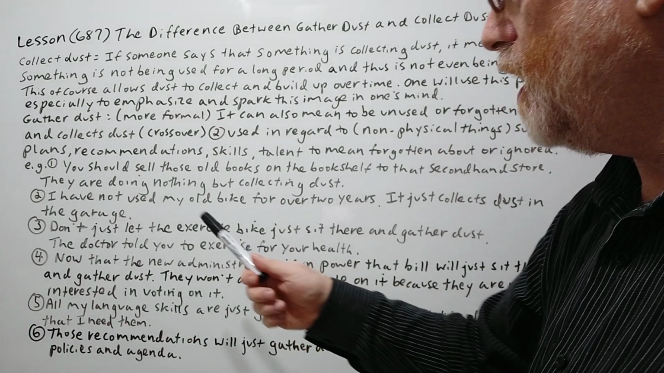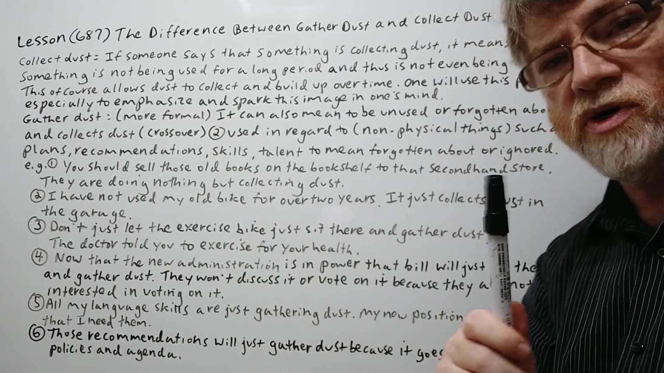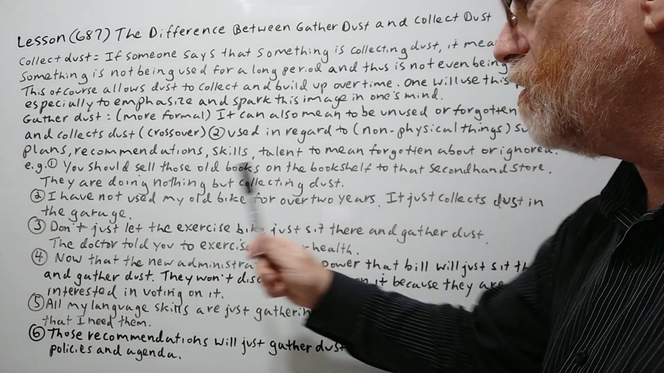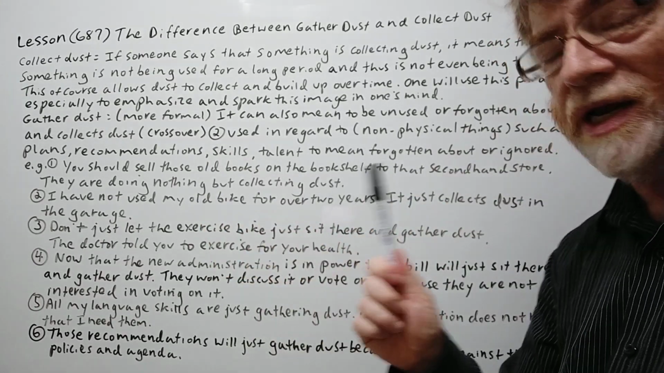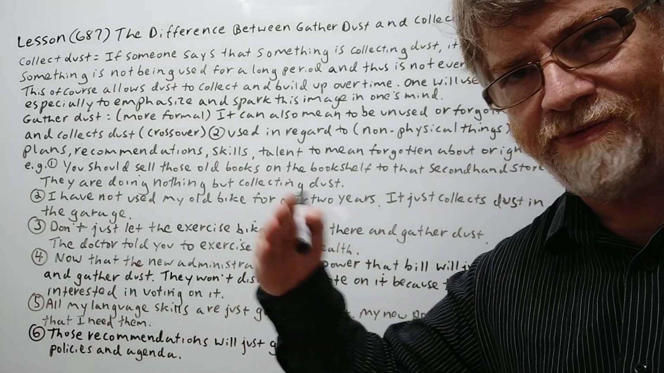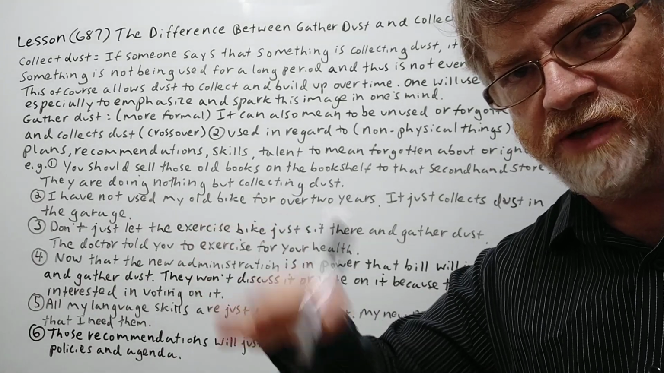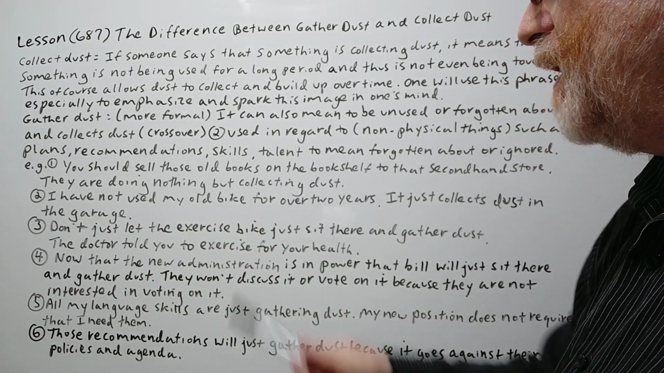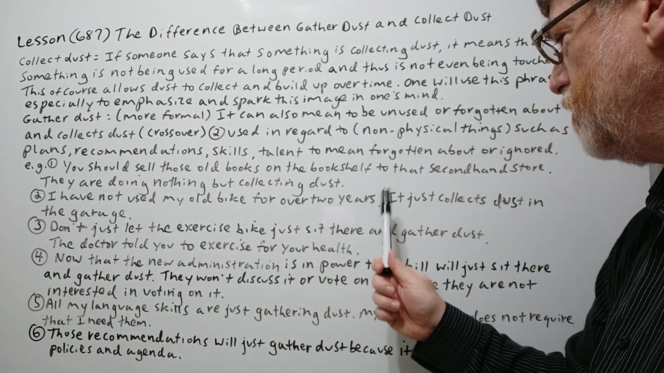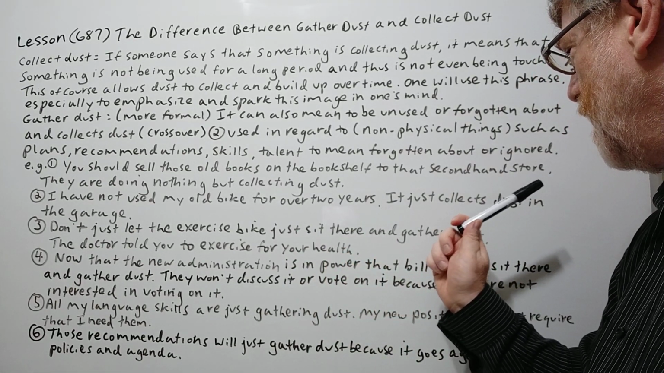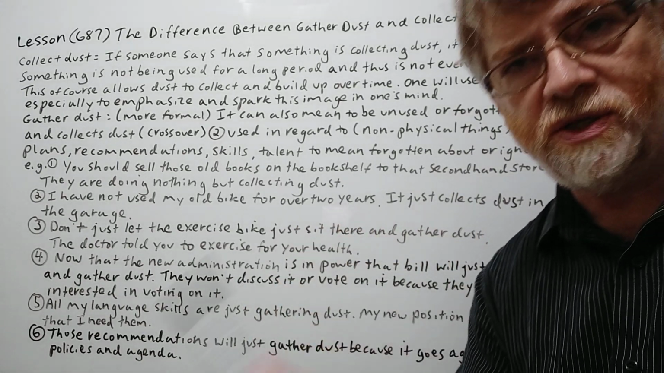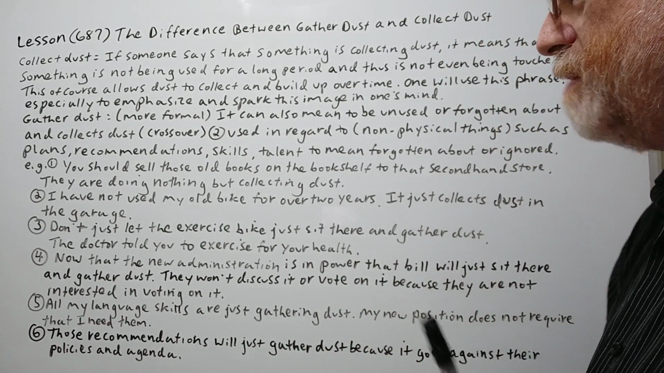Here's the first one. You should sell those old books on the bookshelf to the secondhand store. They are doing nothing but collecting dust. So here you're expressing the image of the dust building up. Number 2: I have not used my old bike for over 2 years. It just collects dust in the garage. Yeah, definitely. All right, number 3.